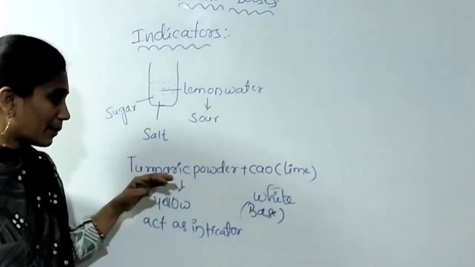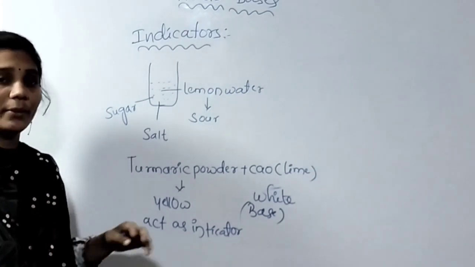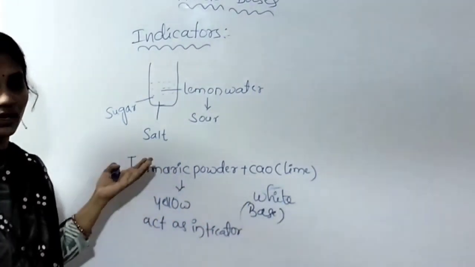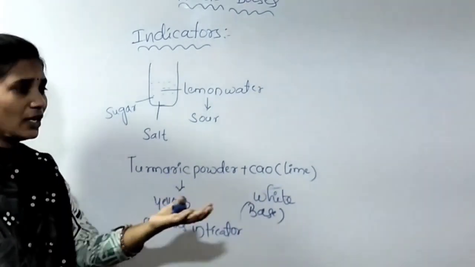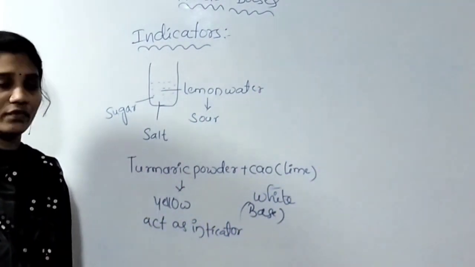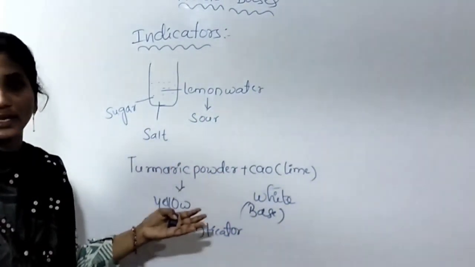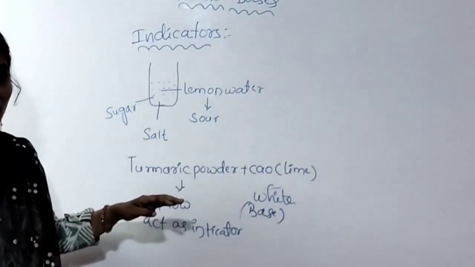So here the turmeric acts as a natural indicator, because it is naturally available from a plant-based source. Plant in the sense that we easily get it in nature. So we are not adding any chemicals, we are not preparing it in the laboratory, it is naturally available.